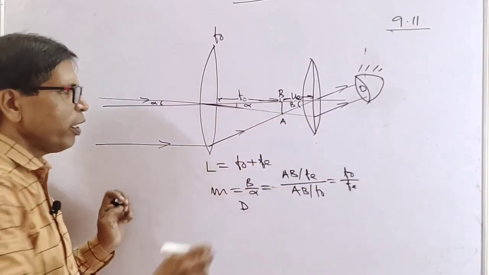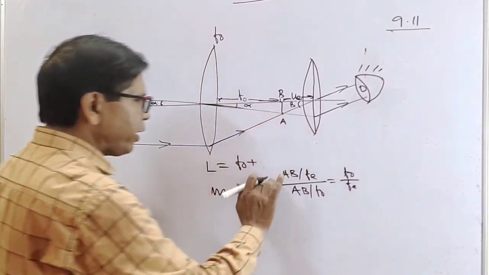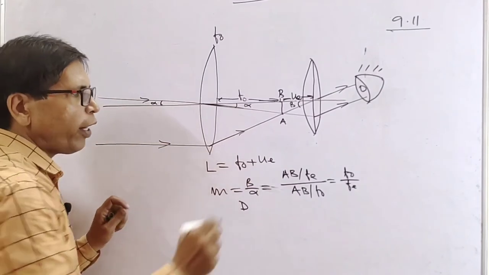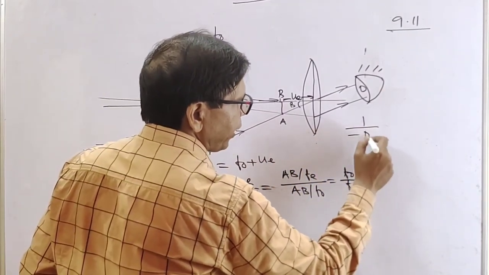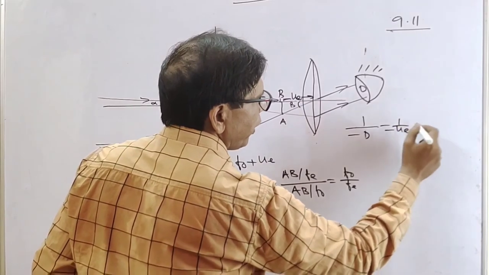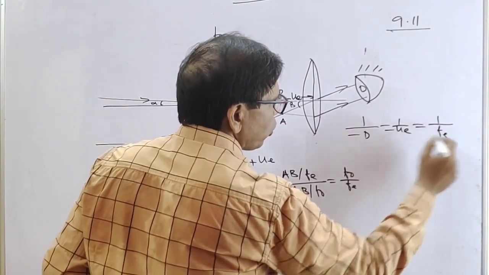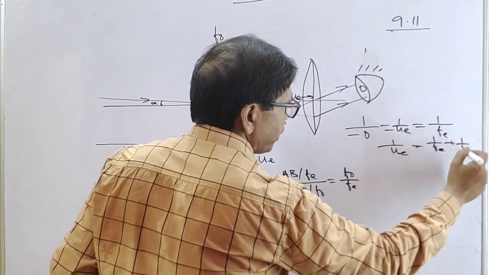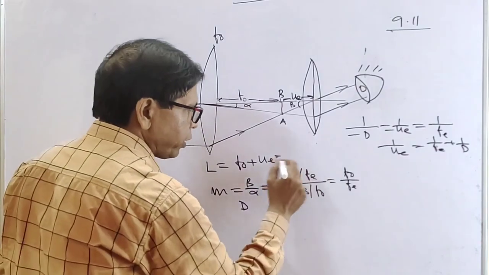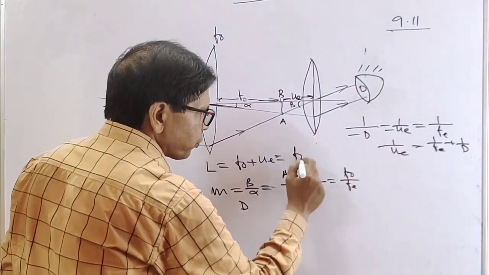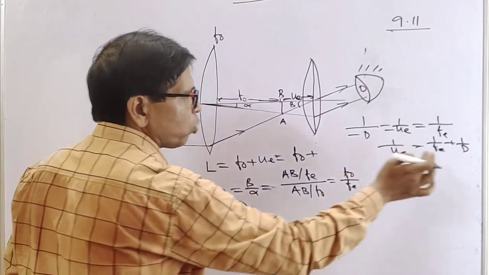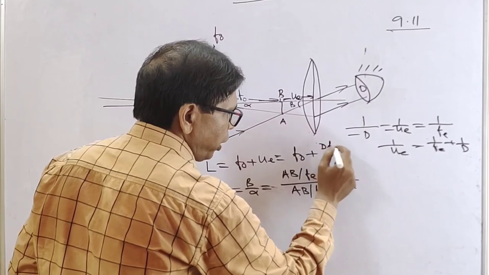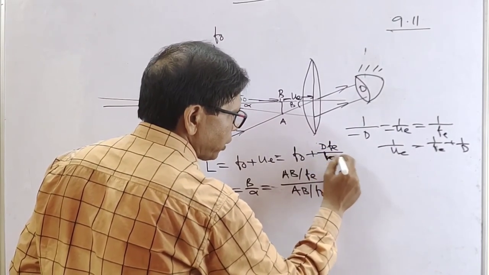Now the distance between the two lenses becomes FO plus UE. What is UE? Look at this: 1 by minus D minus 1 by UE equals 1 by FE. So 1 by UE equals 1 by FE plus 1 by D. Now UE equals FE into D divided by FE plus D.